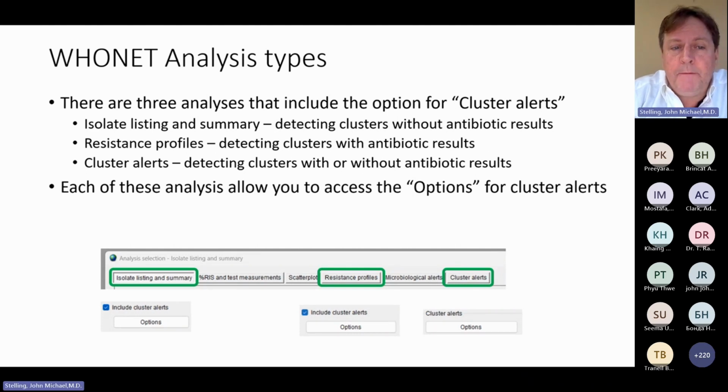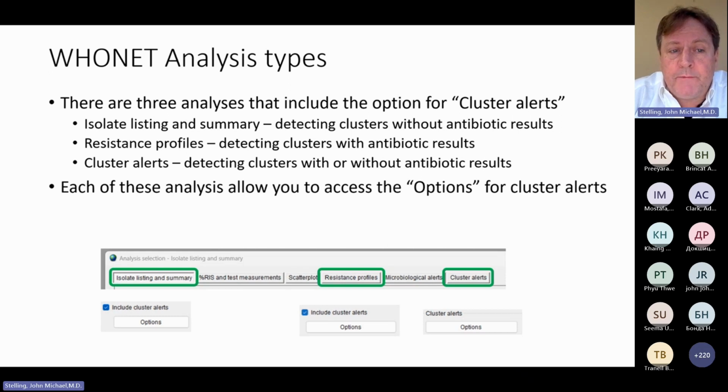Isolate listing and summary. This will detect clusters without the antibiotic results. Resistance profiles. This will detect clusters, but it will focus on the multi-drug resistance profile. Those are the 2 core analyses. There is a 3rd analysis for cluster alerts, which is basically going to provide a subset of the first 2.